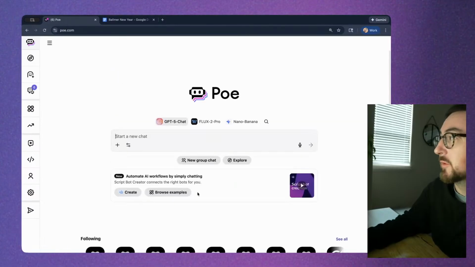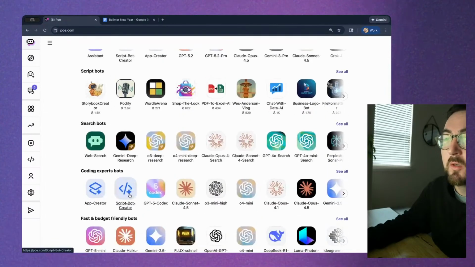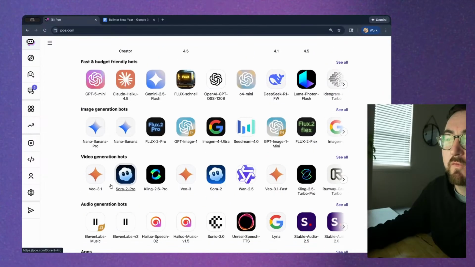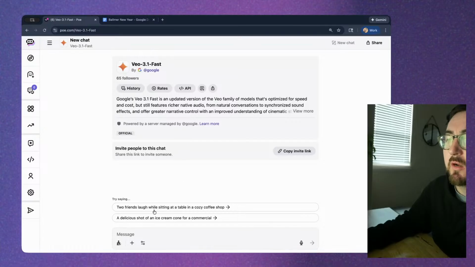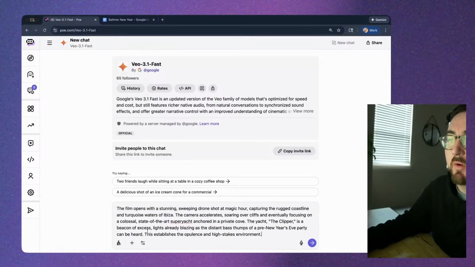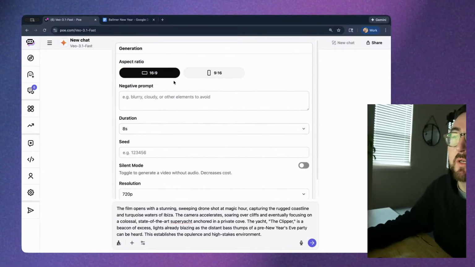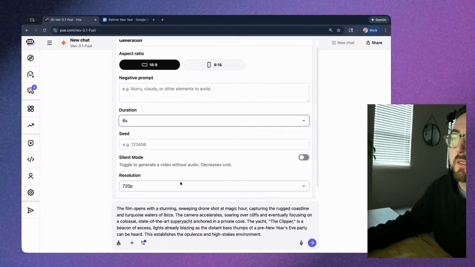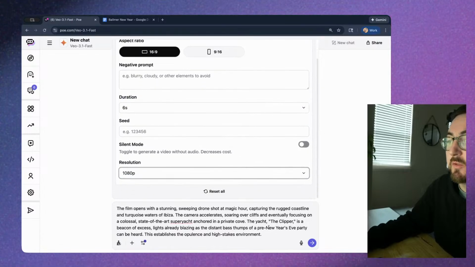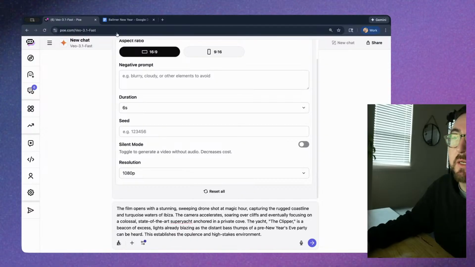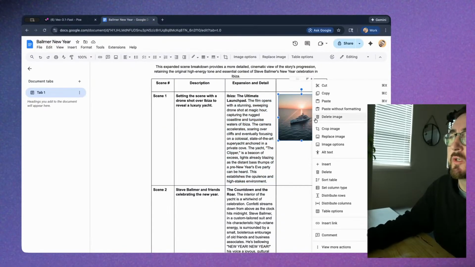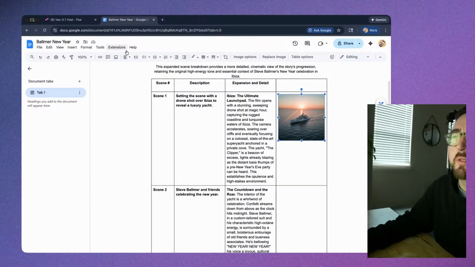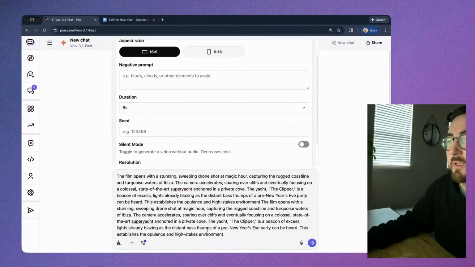And now I'm gonna go to the video model, and I'm going to actually start with 3.1 Fast and see how this performs. I'm going to change this to 6 seconds and bump the resolution up and get that image. This is still, you want me to paste it? No.